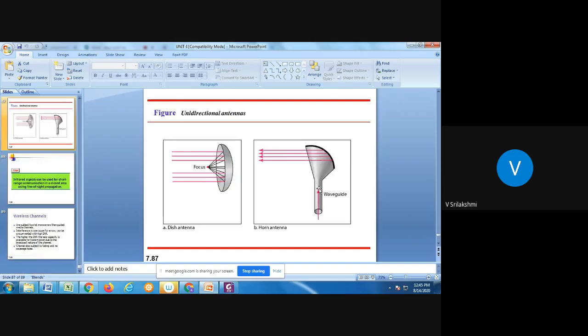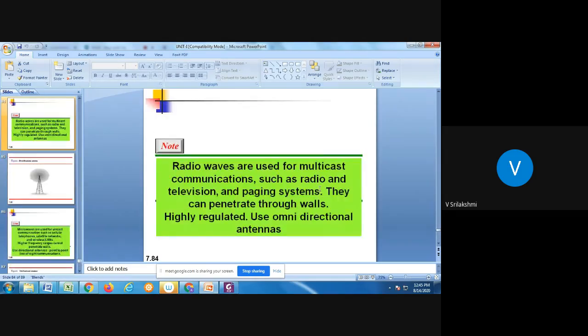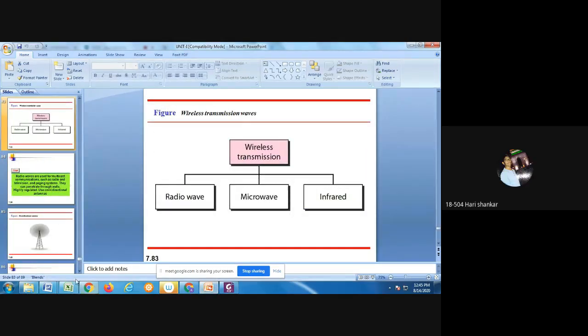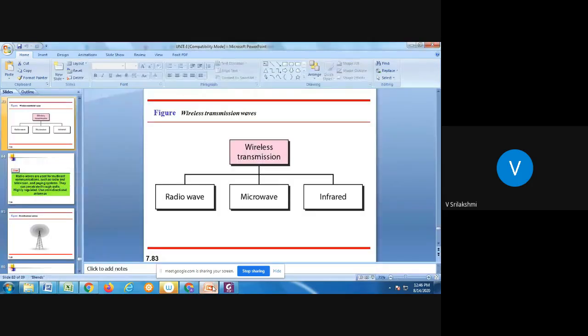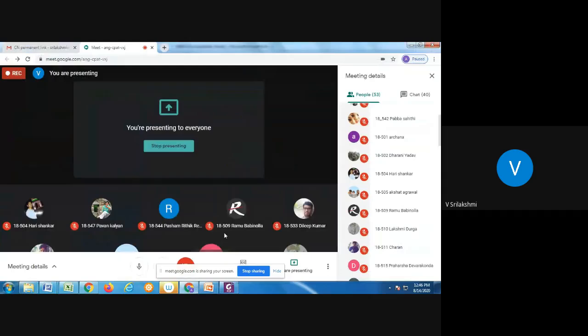Okay, understood all of you? With this, we have completed unit 1. See here: the overview of the networks, topology, protocols, layering scenario, TCP/IP protocol suite, OSI model, internet history and standards, comparison of OSI and TCP/IP models. The first layer of your TCP/IP is the physical layer, that is guided medium and unguided medium, or wireless transmission medium. Have you understood all the concepts? If you have any doubts, you can ask.